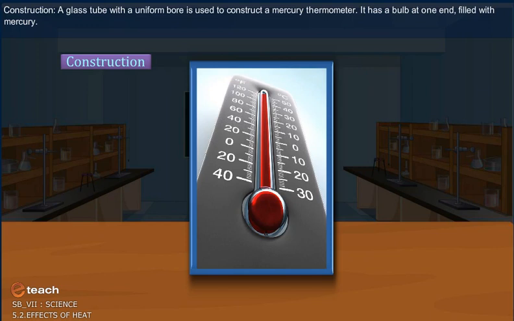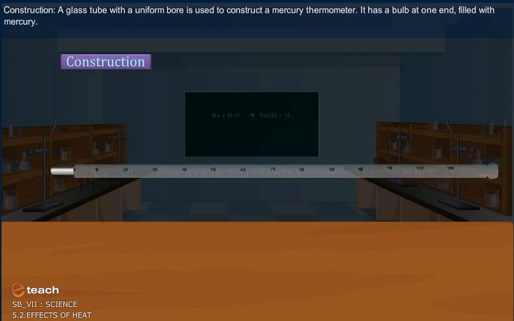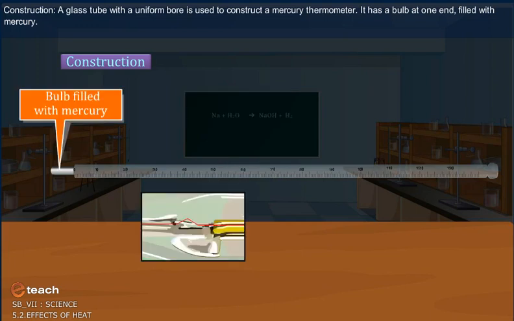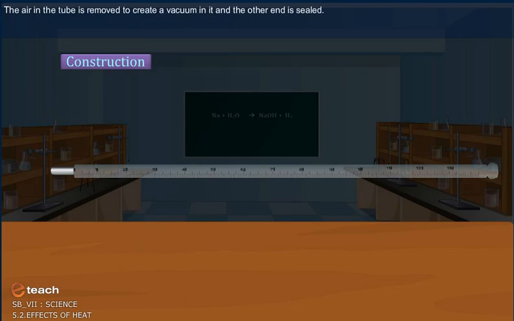Construction. A glass tube with a uniform bore is used to construct a mercury thermometer. It has a bulb at one end, filled with mercury. The air in the tube is removed to create a vacuum in it, and the other end is sealed.